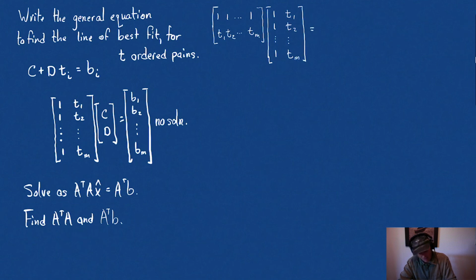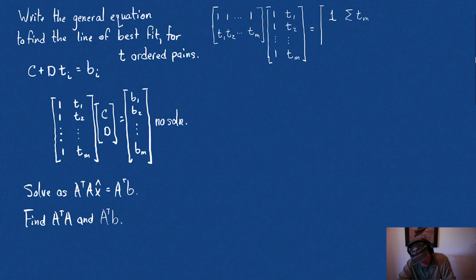If I take the first row times the first column, this is going to be 1 plus 1 plus 1 plus 1, but there's M of those 1s being added up. So the sum of those 1s is just M. The next one says row 1 times column 2. Well, that says T1 plus T2 plus dot, dot, dot, all the way up to Tm. In other words, that's the sum of the Tm's.